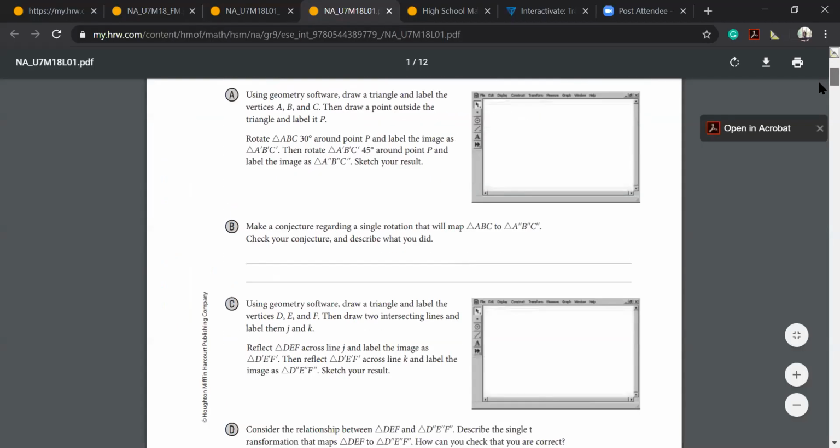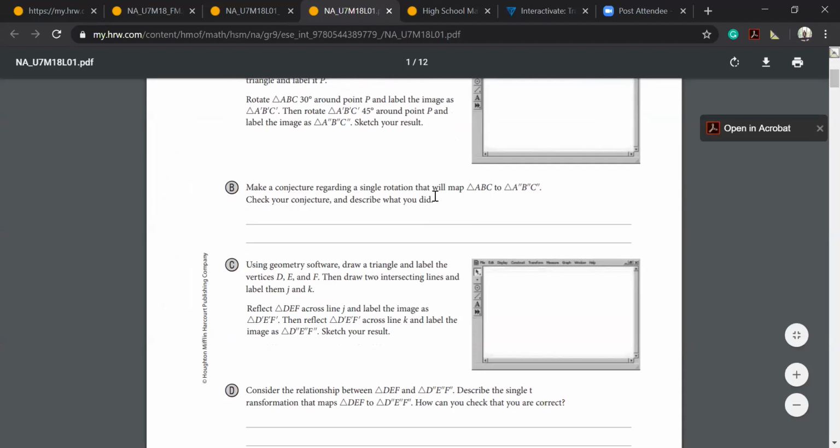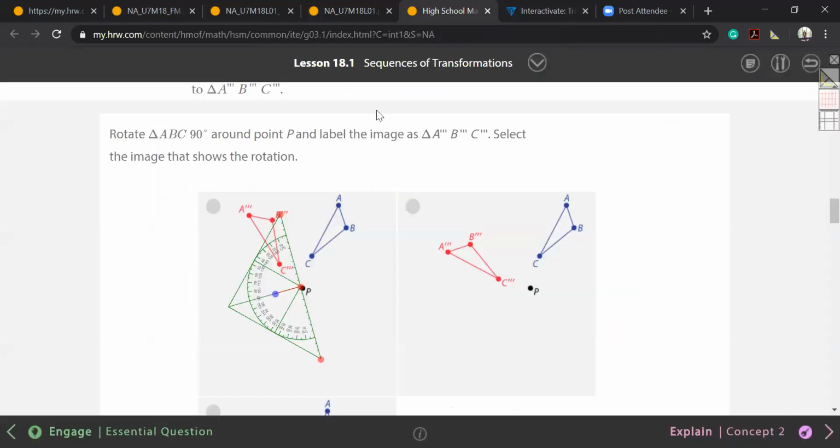After doing this, it is telling you, number C, using a geometry software, again, draw a triangle and label vertices D, E, and F. Let's draw another triangle and name it this time DEF. Then draw two intersecting lines and label them as J and K. What is this? Like here. Like here. You are going to do this for question C.